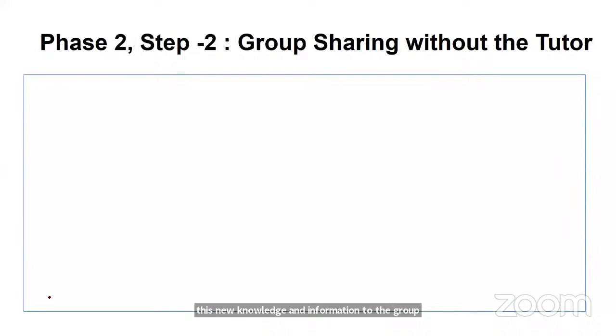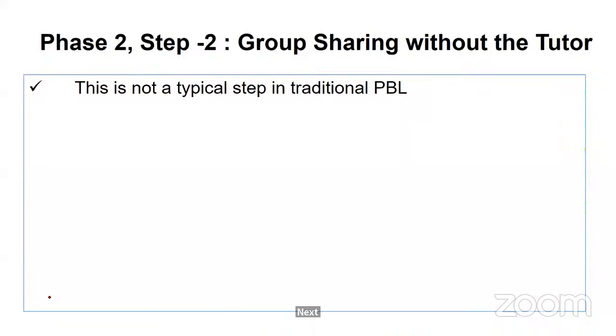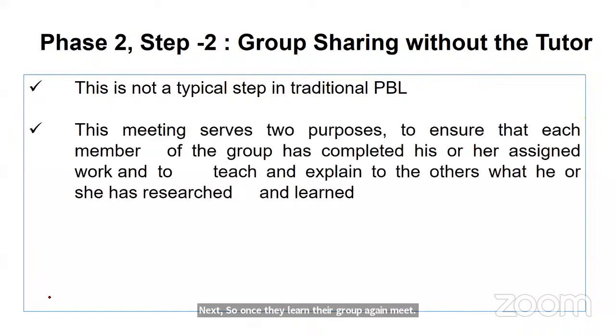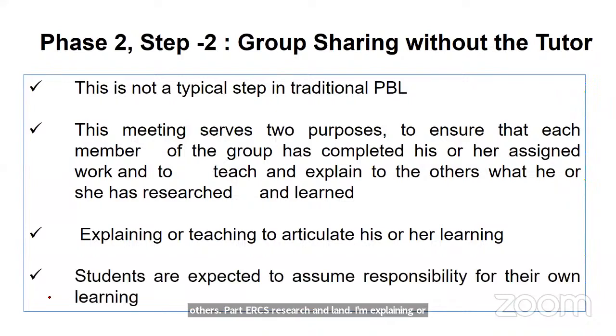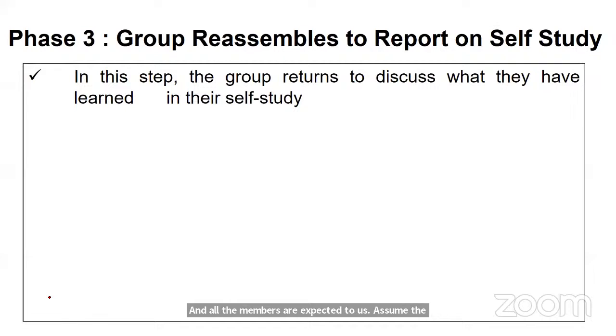Next step is group sharing without tutor. So once they learn, their group meets again. Everybody will present their findings. This meeting serves 2 purposes: to ensure that each member of the group has completed his or her own assignment, and to explain to the others what he or she has researched and learned, and explaining or teaching to articulate his learning. Kind of knowledge sharing here. And all the members are expected to assume responsibility for their own learning. Otherwise, it will be an infinite process.